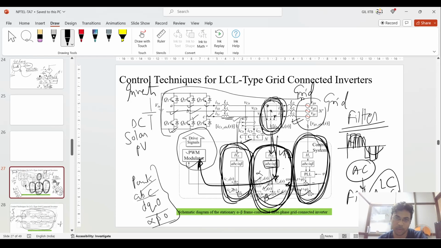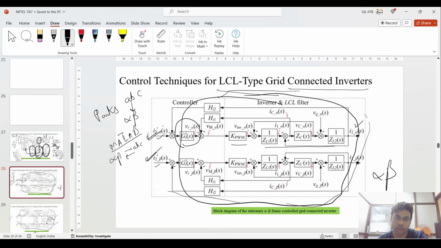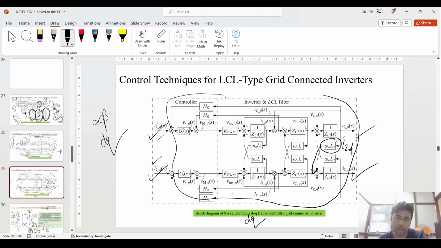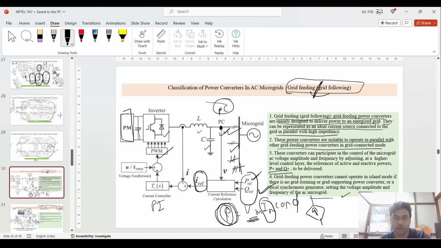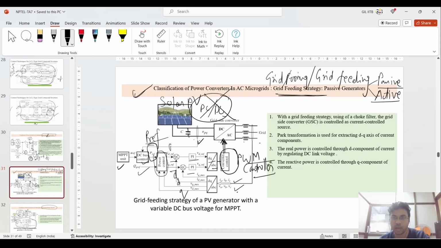That is what is actually happening. And we also studied the LCL type grid connected inverter, where I have shown you the alpha beta frame and the DQ frame, and how the control architecture is there. Then we studied grid feeding, the grid feeding with passive generation system.